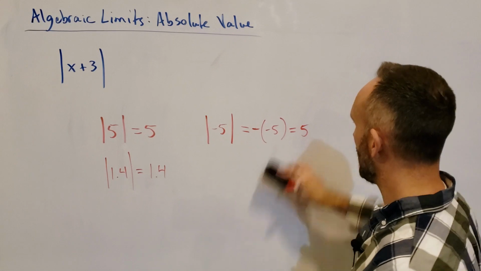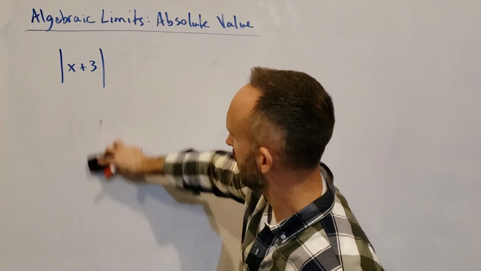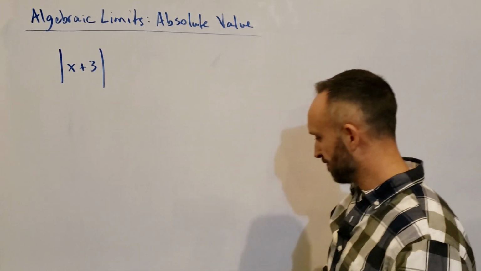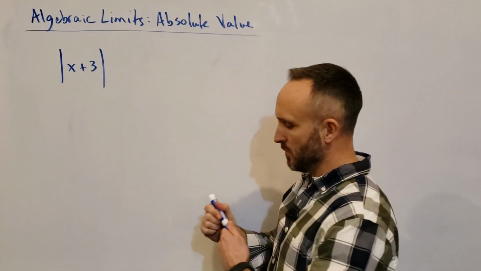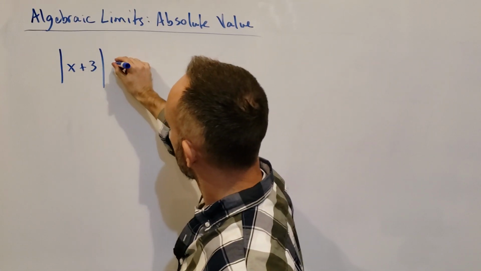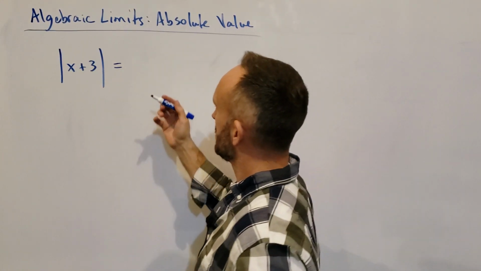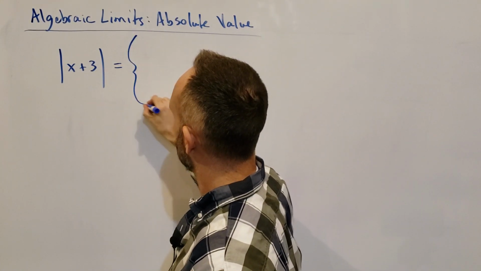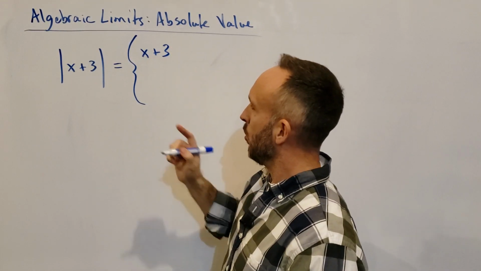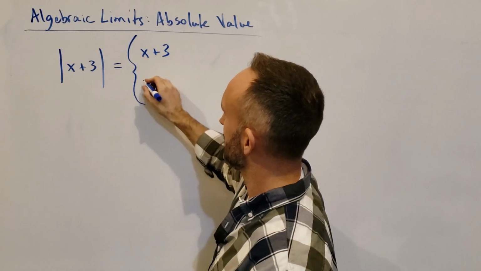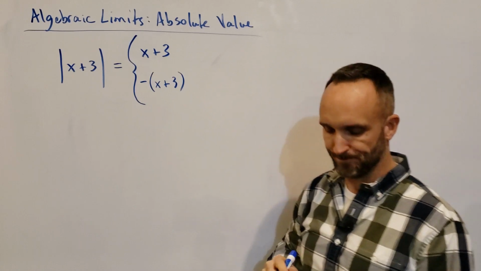So let's keep that in mind as we work to understand the absolute value of x plus 3. So how can we think of the absolute value of x plus 3? Well, the absolute value of x plus 3 is going to output one of two things. It's going to either output x plus 3 itself, right? Or it's going to output the opposite of x plus 3, which looks like that.